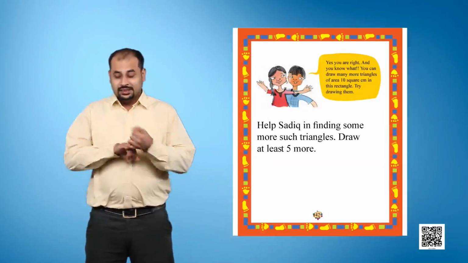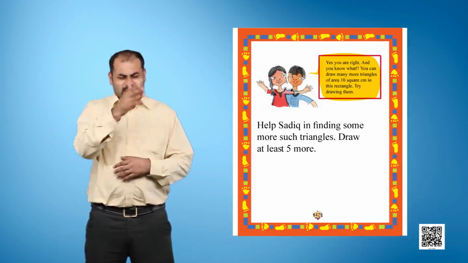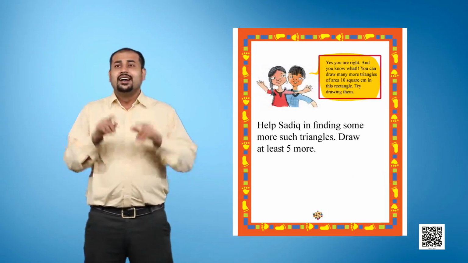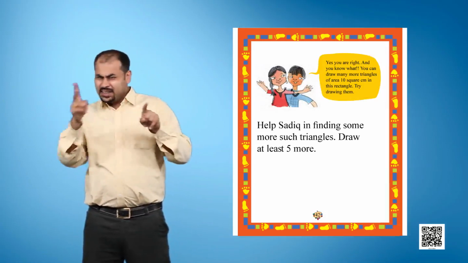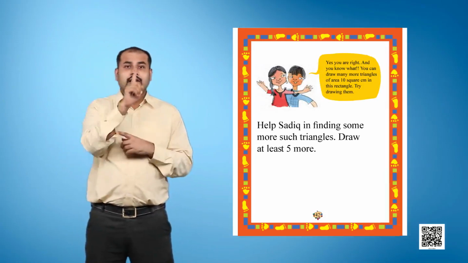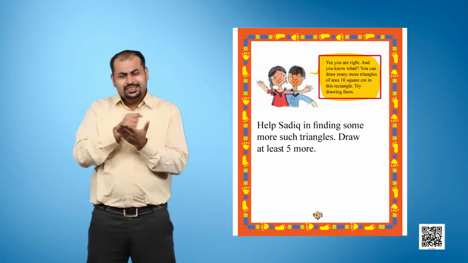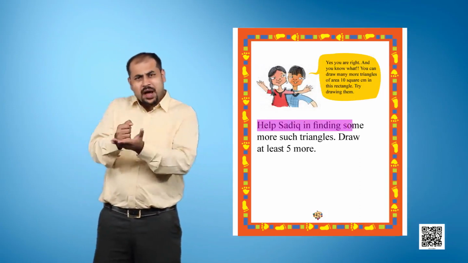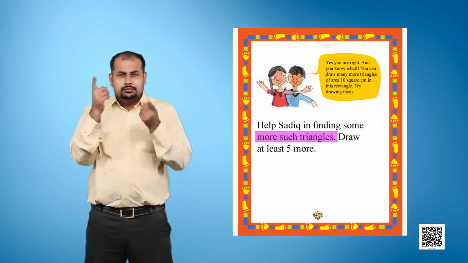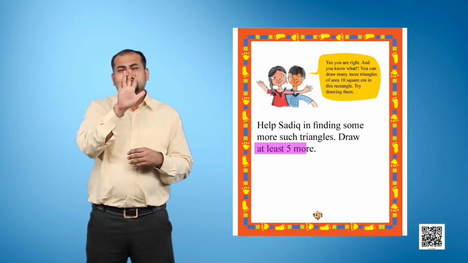Page 42. Sadiq says, "Yes, you are right. And you know what? You can draw many more triangles of area 10 square centimeters in this rectangle." Try drawing them. Help Sadiq in finding some more such triangles. Draw at least 5 more.